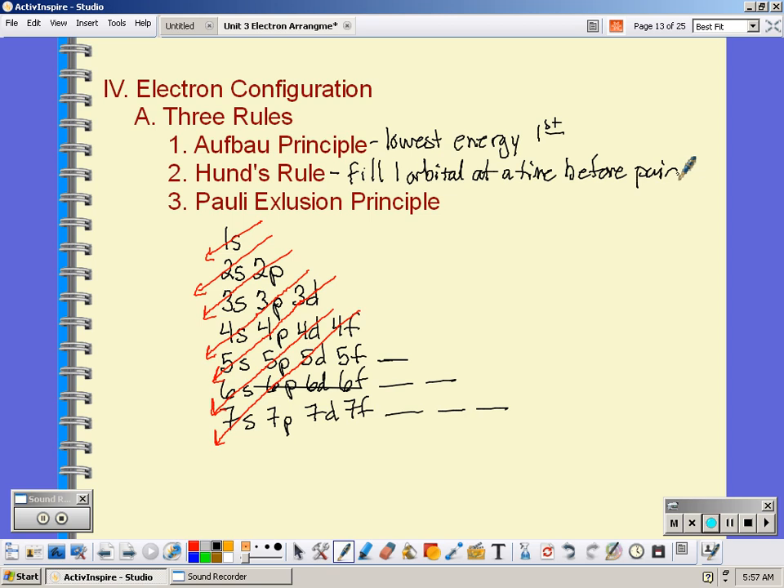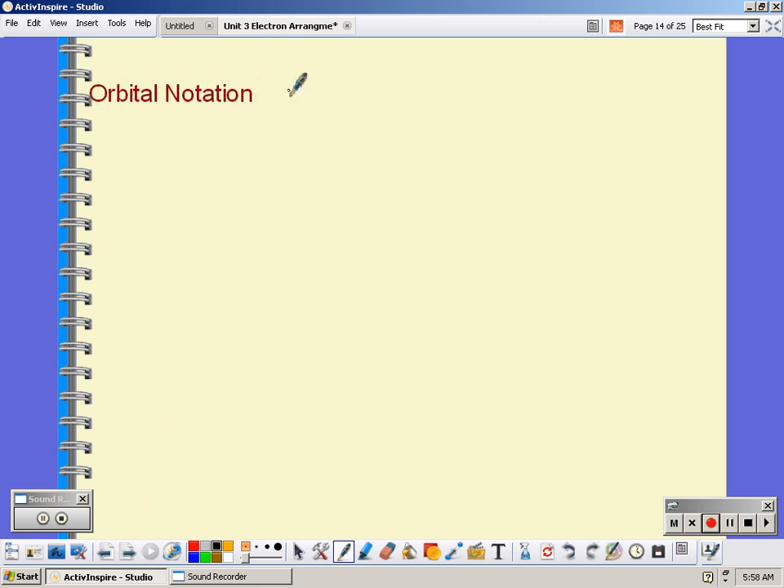Pauli exclusion principle states that only 2 electrons can go in an orbital, and they have to have opposite spins to have the lowest energy. Okay, so we're going to do some orbital notation. Orbital notation uses lines and arrows. Now, the line represents the orbital, and an arrow represents an electron.